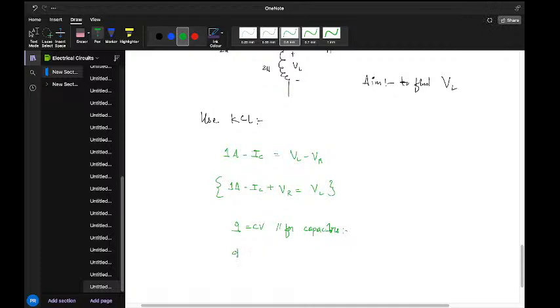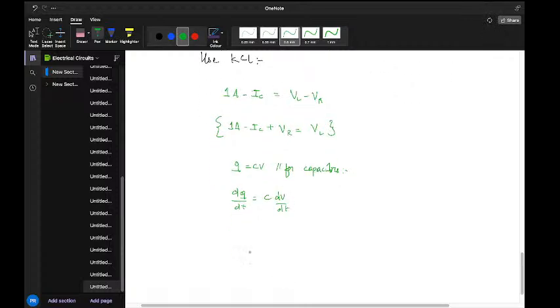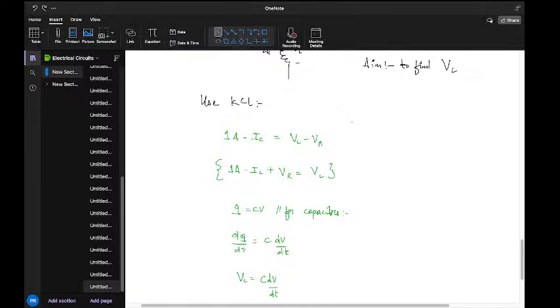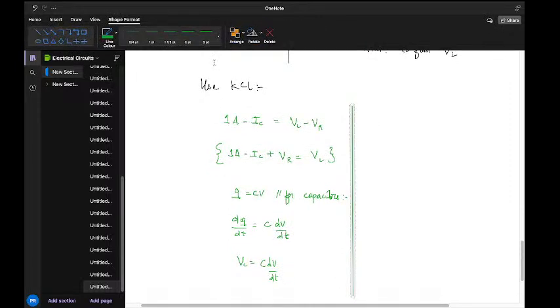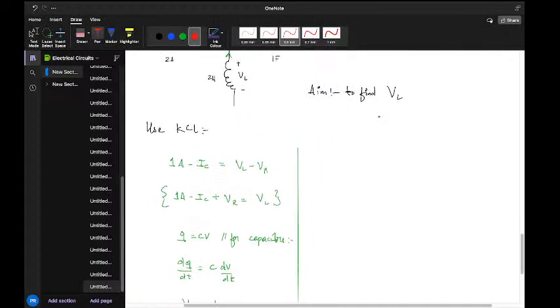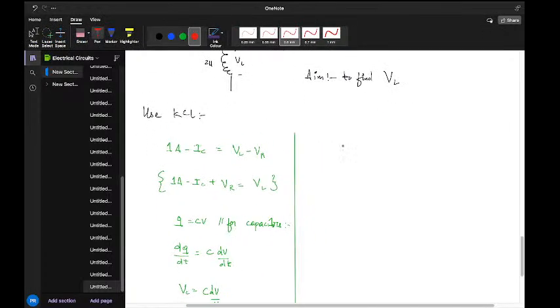Okay, so let's just differentiate with respect to time t out here. So you're just going to get C times dV by dt over here. Now dq by dt is just going to be the current through the capacitor. So now we have a formula for the current through the capacitor. Okay, so let me just draw a small line out here.